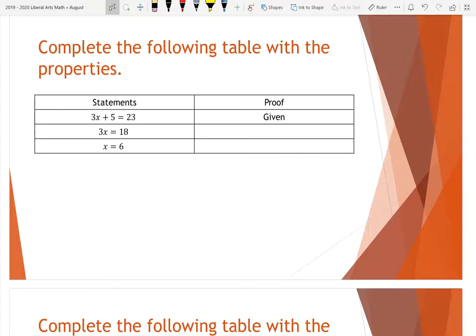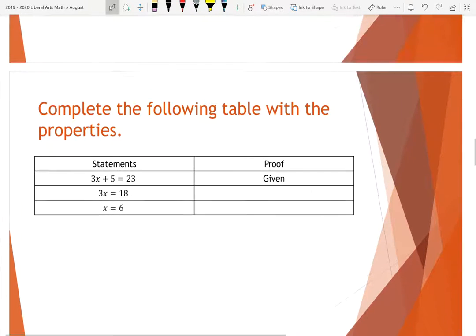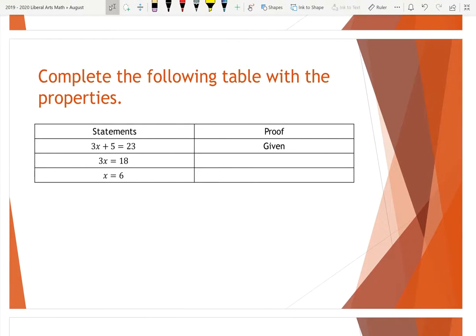Okay, so now we're going to do that same thing, but we're going to apply it to a full-blown problem. So here we have an equation, 3x plus 5 equals 23, and we're going to list the properties that were used to solve the equation. So we're given this at first, which is why it says given. But now you can see from step 1 to step 2, they've gotten rid of this 5. And the only way they would have done that would be to subtract 5 on both sides, meaning they used the subtraction property of equality to do that.